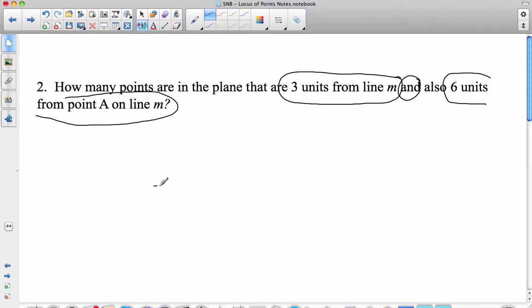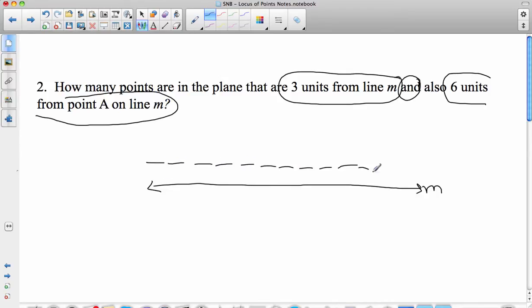First, we need to look at our line M. We're going to start with that, and we'll label it M. And so let's look at this left-hand side here, 3 units from line M. Well, what is the locus of points that is 3 units from a line? Well, that happens to be 2 parallel lines. So I'm going to dash those in. There's one. And we have another parallel line here.